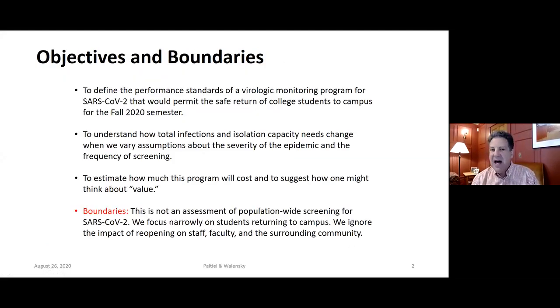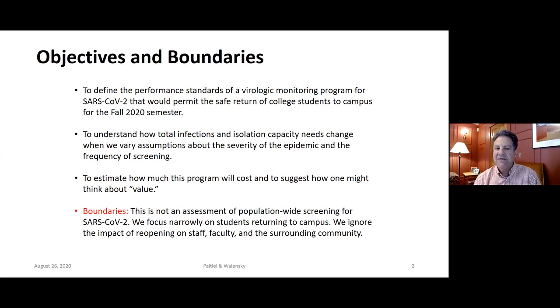Very quickly, this is an analysis intended to define the performance standards of a virologic monitoring program for SARS-CoV-2 that would permit the safe return of college students to campus for the fall semester. Our goal was to understand how total infections and isolation capacity needs might change when we varied assumptions about the things that university administrators have control over, as well as the severity of the epidemic and the frequency of screening, the quality of the screen being used, and to estimate how much this might cost in order to suggest for administrators what a notion of value might be.